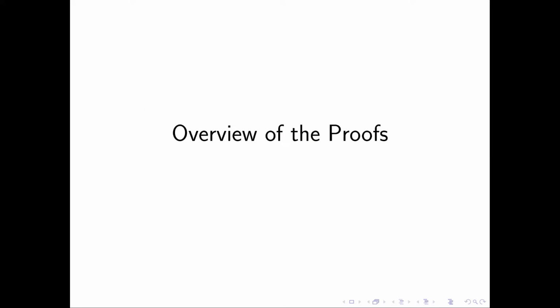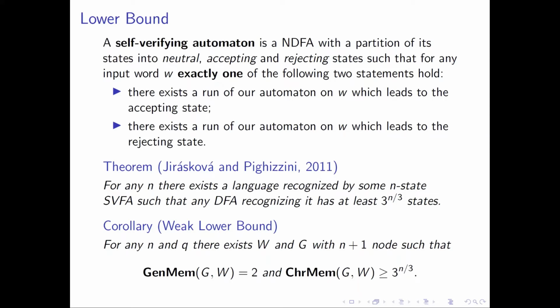And unfortunately, it's not clear how to derive here any lower bound on the uniform memory requirements of some winning condition. In the final part of this video, I would like to show some overviews of the proofs. And I would like to start with the lower bound because it has a nice connection to so-called self-verifying automata.